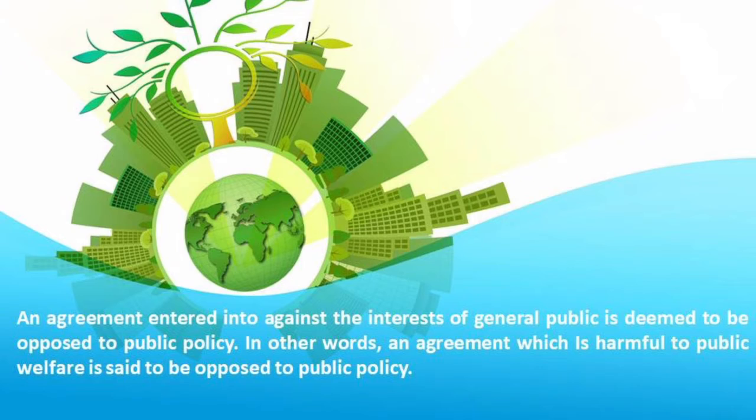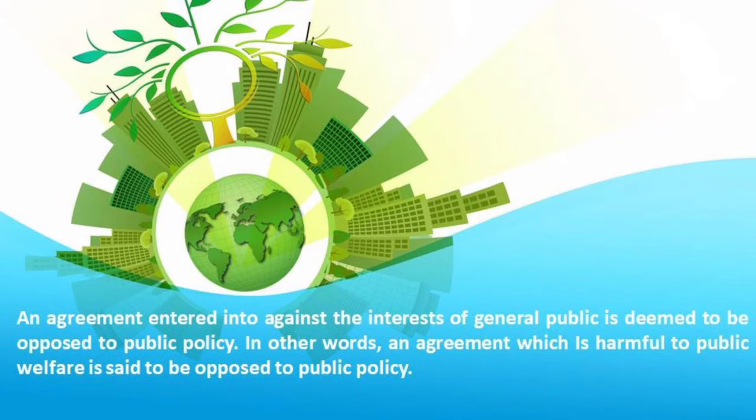An agreement entered into against the interest of the general public is deemed to be opposite to public policy. If it creates any damage to the general public, then it is deemed to be opposite to public policy. Any contract which is opposite to public policy is null and void. In other words, an agreement which is harmful to public welfare is said to be opposite to public policy. Remember, any agreement which is harmful to public welfare is said to be opposite to public policy.